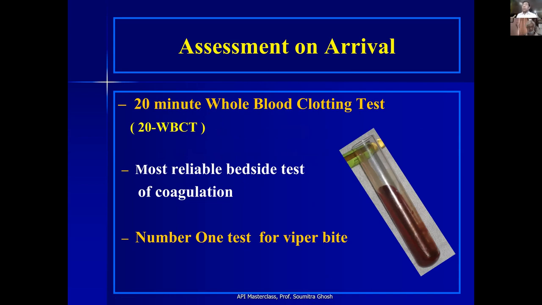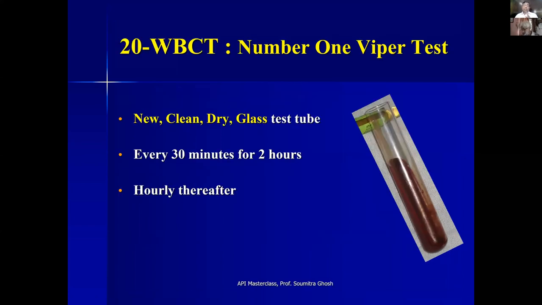Because if we want to send the blood for coagulation profile, for D-dimer assay, for other things, BT, then it will kill the time, and we'll actually lose the scenario, we'll lose the victim. And the most reliable bedside test, the number one test for the viper bite, it has a role only in the viper hemotoxic bite, because in neurotoxic bite, it has no role. So this glass test, this test tube, four criteria is important.